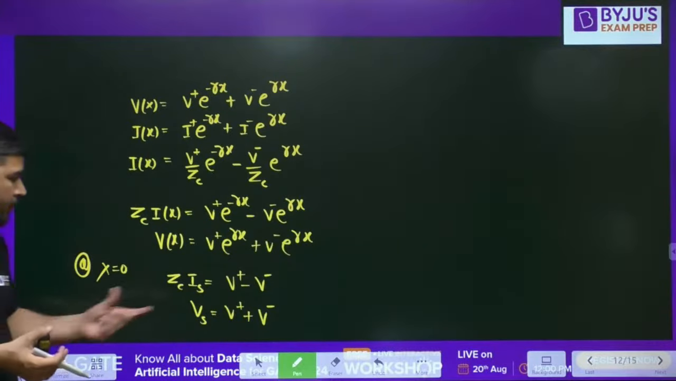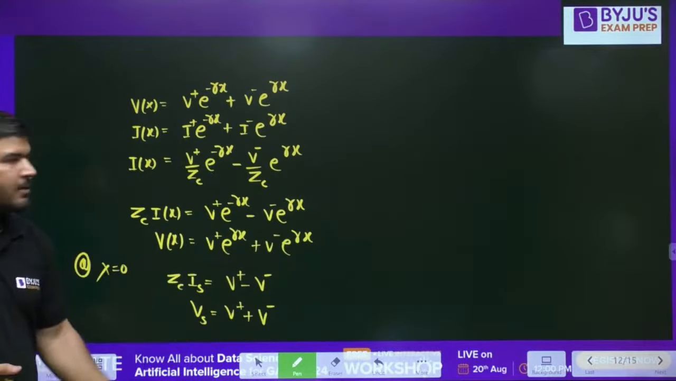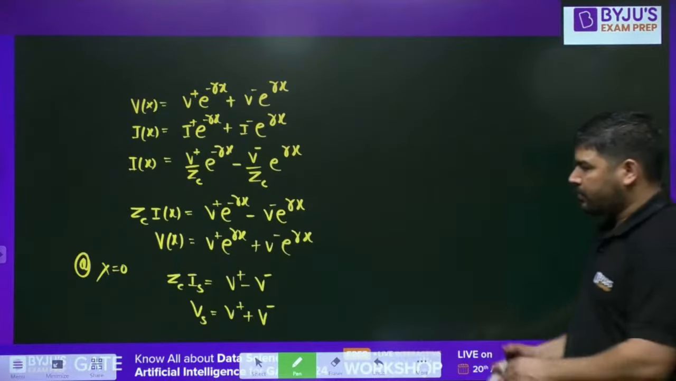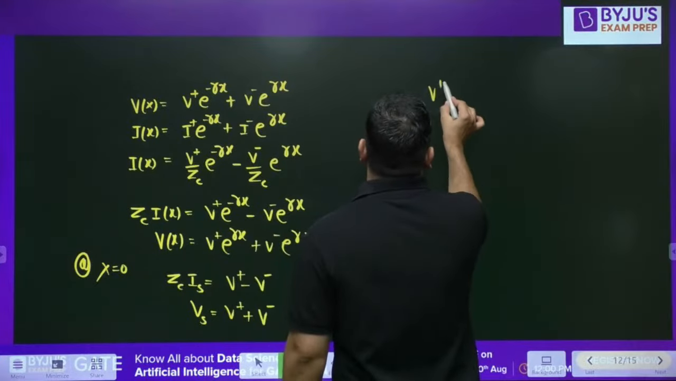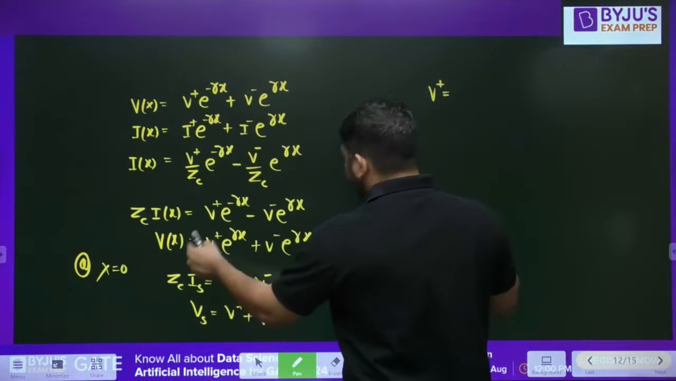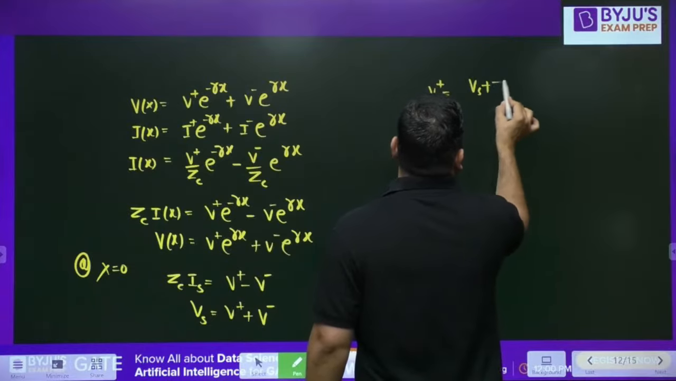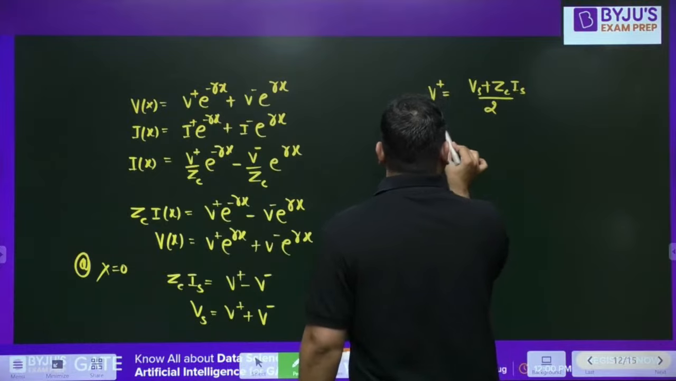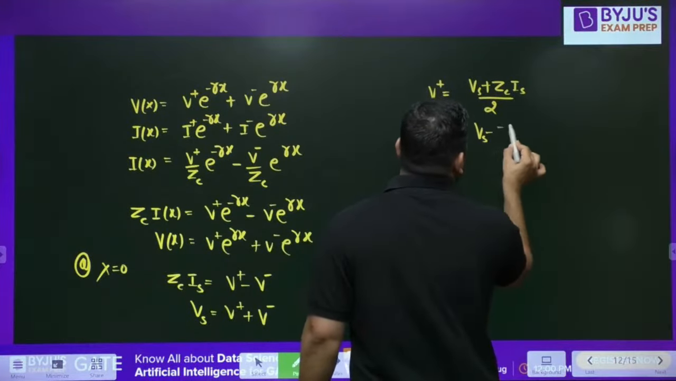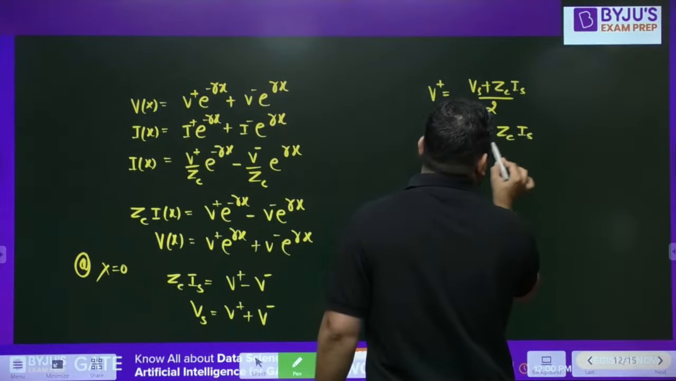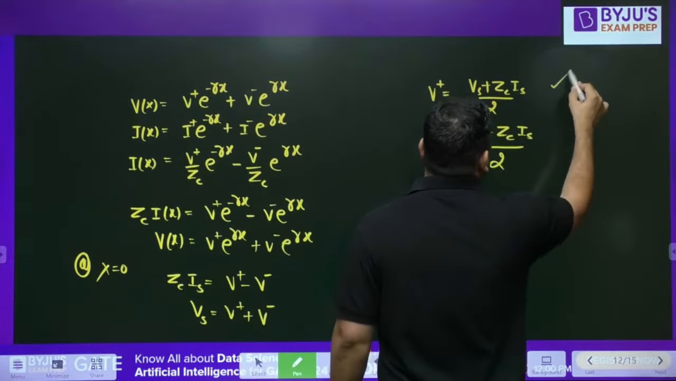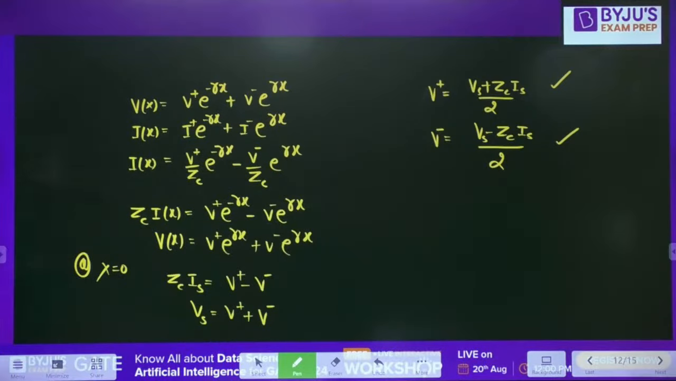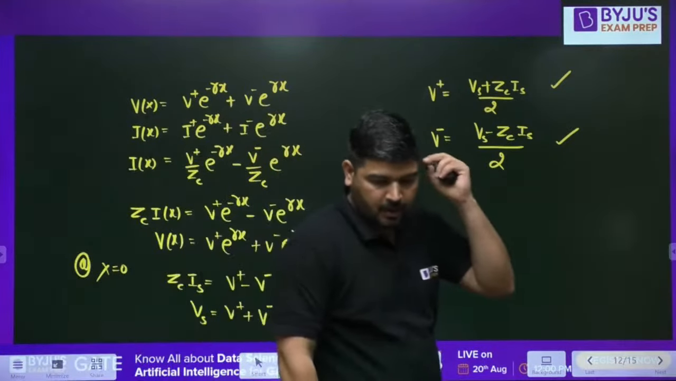Now from these two relations, you can calculate the V plus and V minus values. So what is the V plus value, guys? V plus is equal to Vs plus Zc into Is, divided by 2. And the V minus value is Vs minus Zc into Is, divided by 2. I hope it is clear. These two relations are important, and we are going to use them. So we found V plus and V minus.